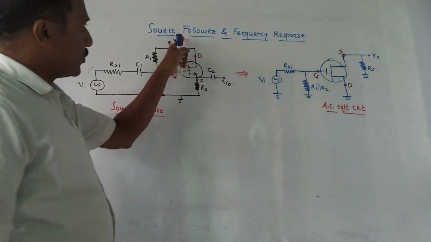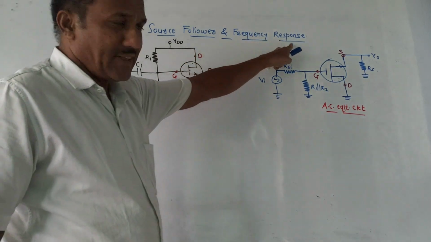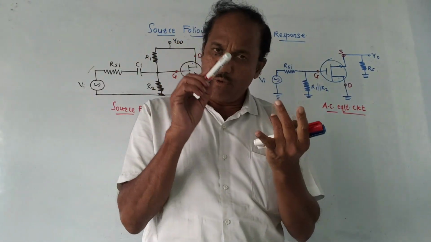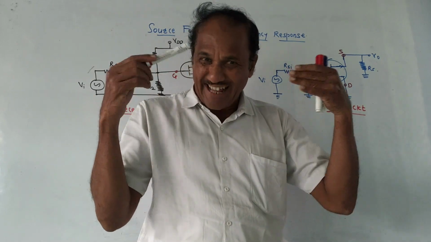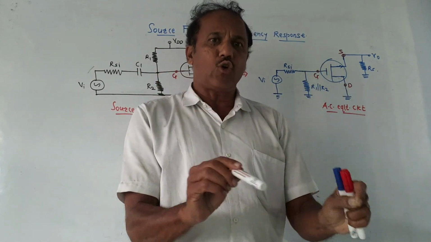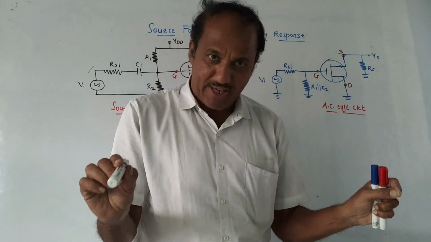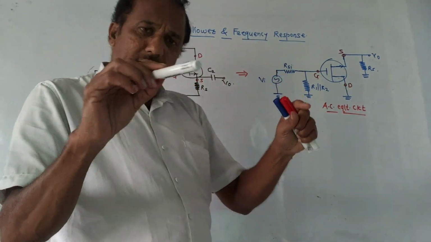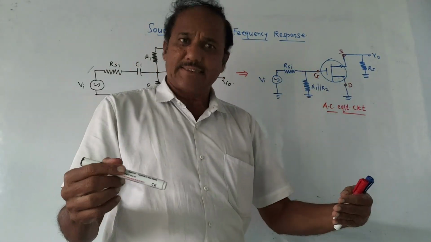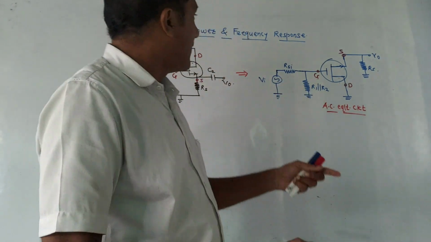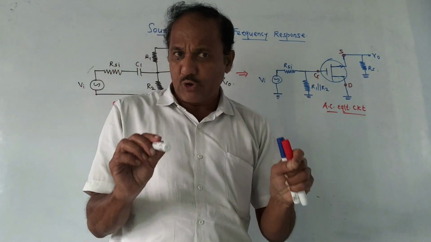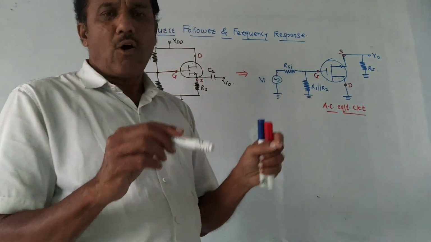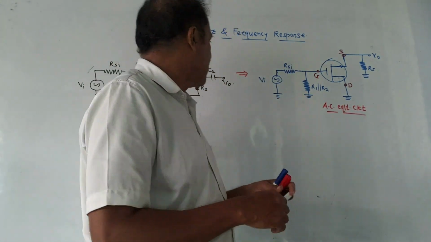Today's session is source follower and frequency response. In this session, we'll be discussing what is source follower. It is also called as common drain amplifier, or simply source follower amplifier. And we'll study the effect of different capacitors like parasitic capacitors, as well as the frequency response. It is the last topic from unit number 1 of the subject electronic circuits.